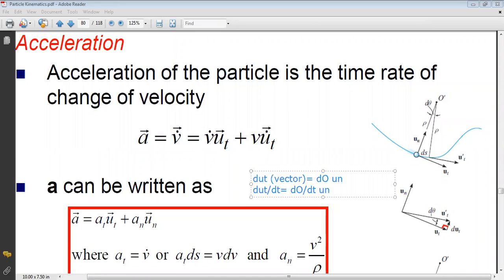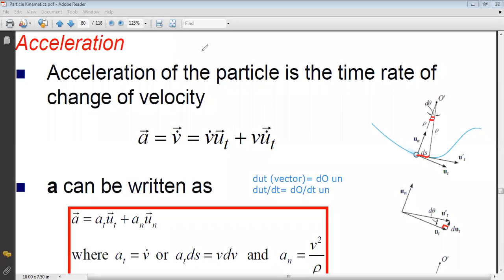Now, what is d theta by dt? D theta by dt is called angular velocity, because it's the variation of the angle with respect to time. To know what d theta by dt is, go back to your figure here. D theta represents the angular displacement for this small circular motion, because we said that for a very small segment ds, we can consider that we are moving on a circle. So d theta is the circular displacement.